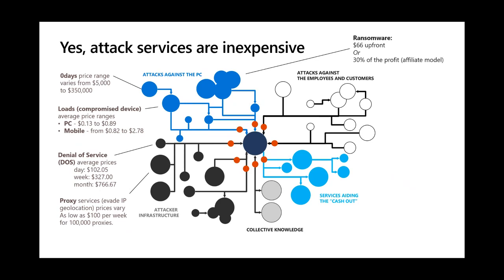But think of something like, for example, denial of service. We can say this is $100 per day, $300 per week. These are kind of metrics. These are cheap. So that's why the attacks are increasing dramatically, because these services are sold in dark markets as well.